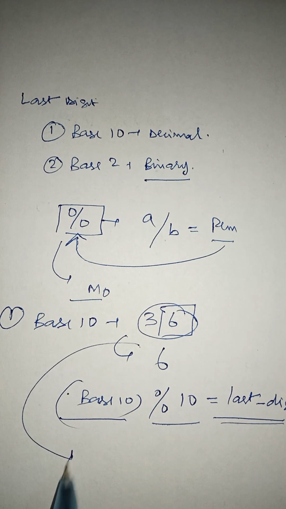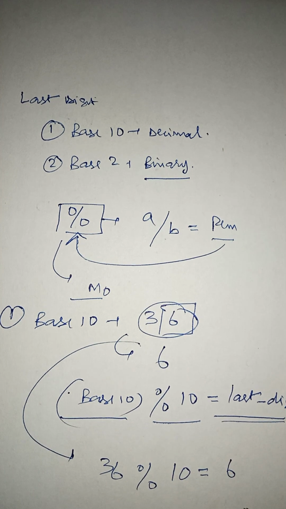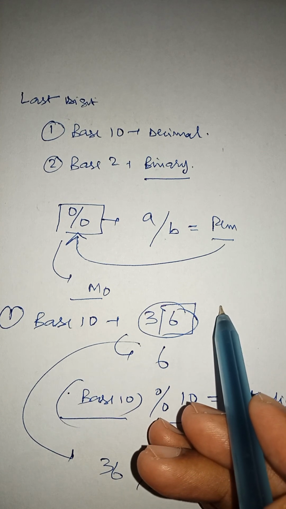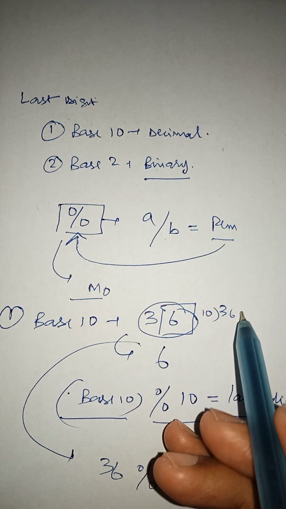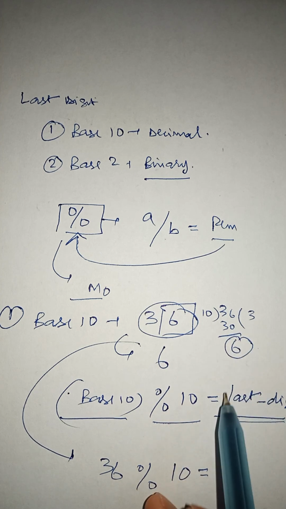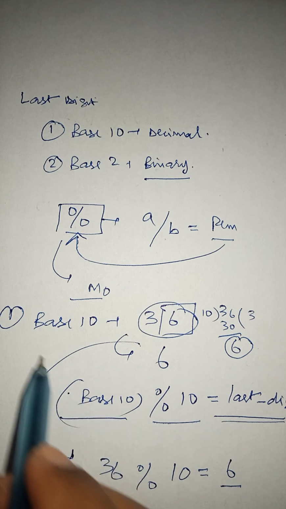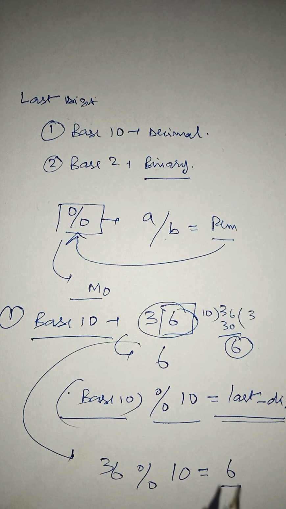Example, let's take 36 modulus 10, it will give me 6. How? Just look here, 36 and then I'm dividing by 10. So 10 threes are 30 and then the remainder is 6. So it gives me 6 as my last digit. So it was for finding the last digit with base 10.